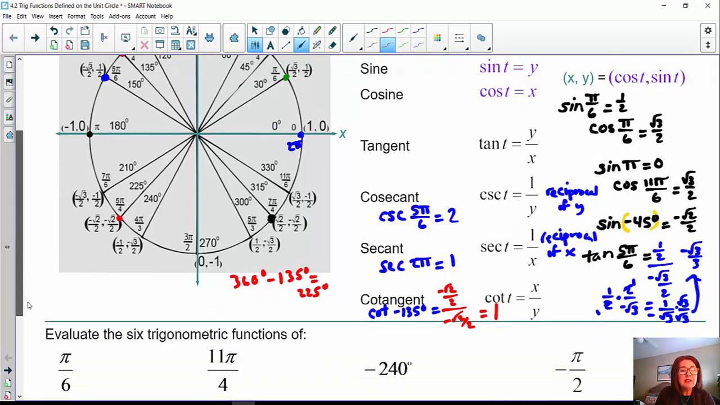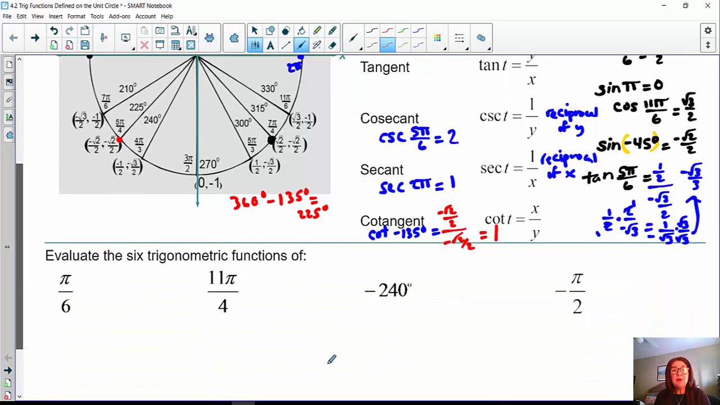I'd like you to pause the video and evaluate the 6 trigonometric functions of each of these angles.